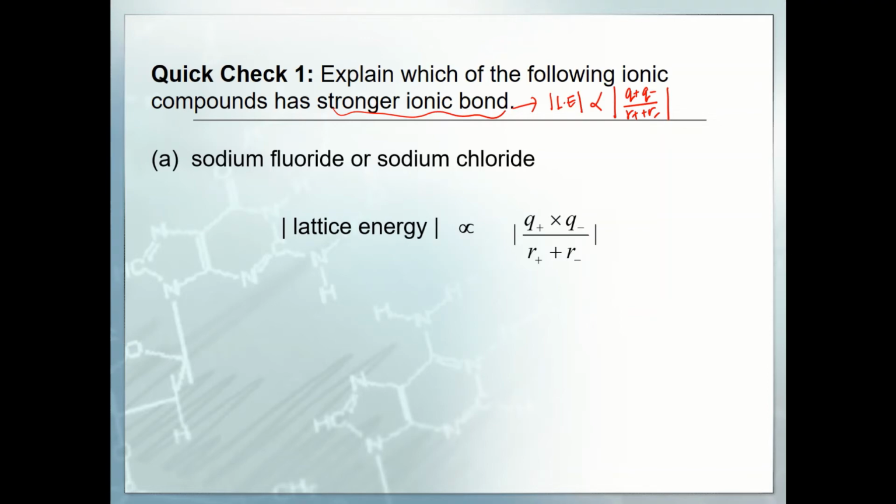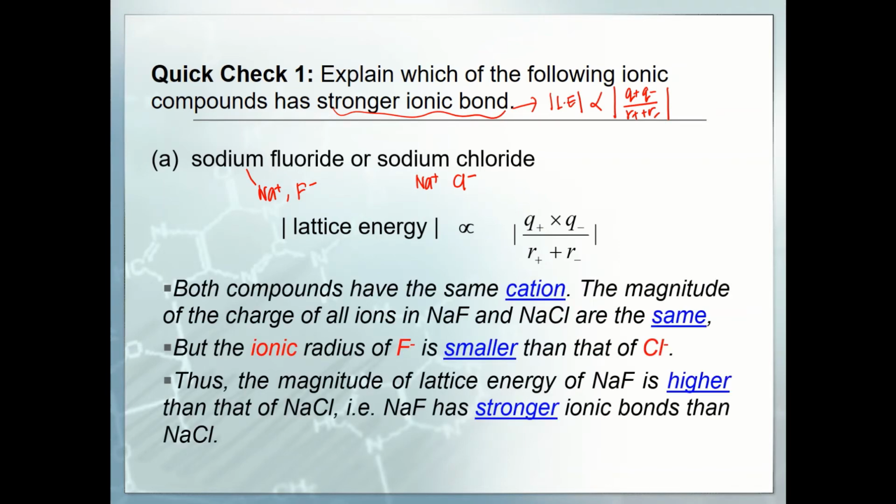Okay, so you will see that in this case, sodium fluoride is NaF, right? So it's talking about the cation being Na plus, and the anion being F minus. Sodium chloride would be Na plus and Cl minus. Correct? So now, if we were to compare the two ionic compounds, first of all, you see that both compounds have the same cation. Both Na plus cations are the same.